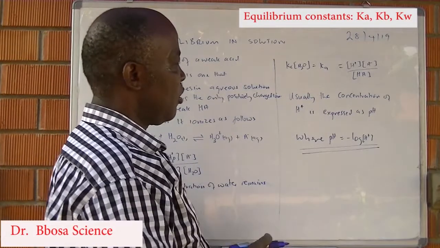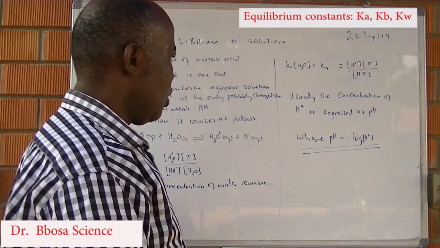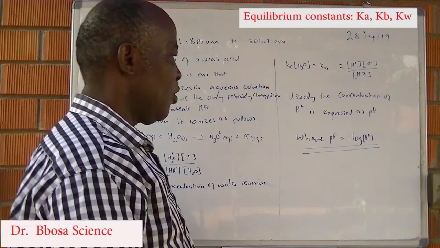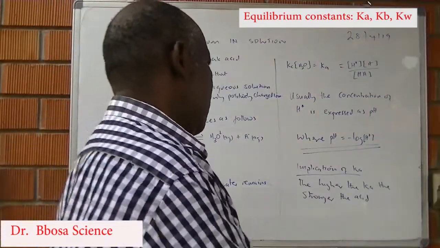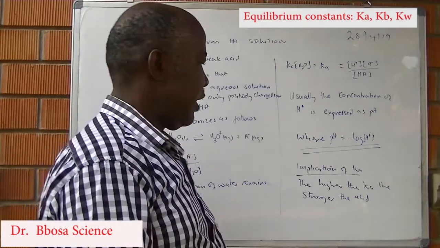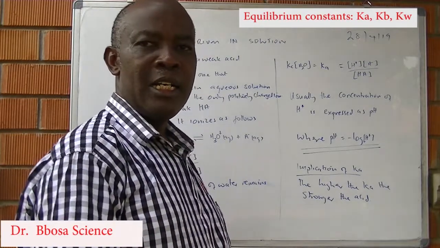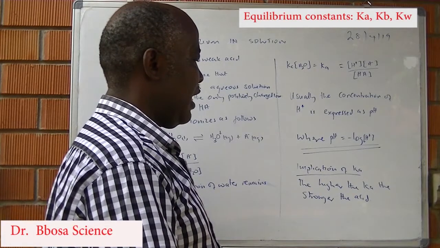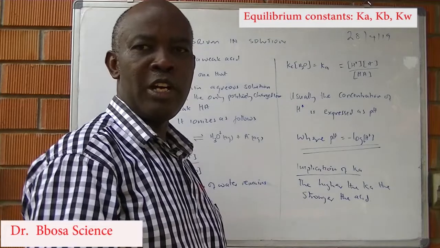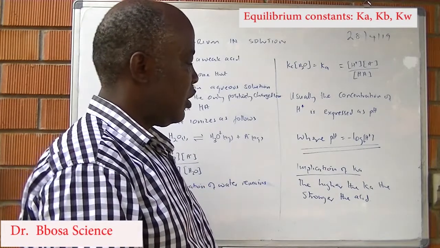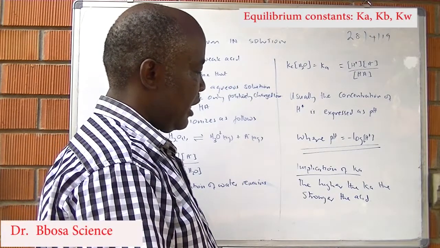Usually, the concentration of hydrogen ions is expressed as pH, where pH is equal to negative log hydrogen ion concentration. Implication of Ka: the higher the Ka, the stronger the acid. The higher the Ka is, the higher the concentration of hydrogen ions in a solution, the stronger the acid.